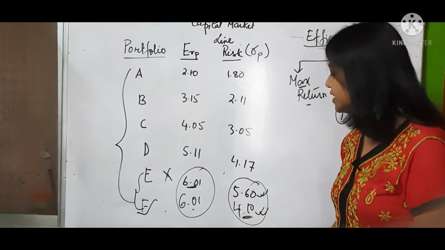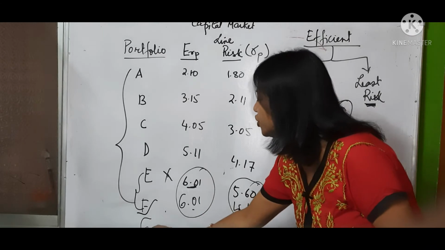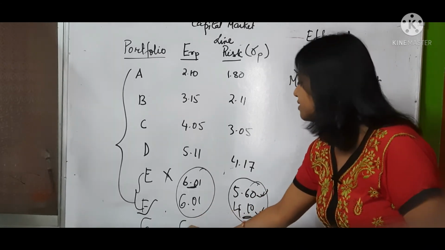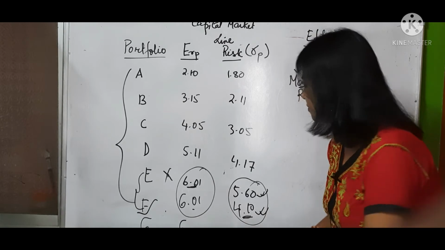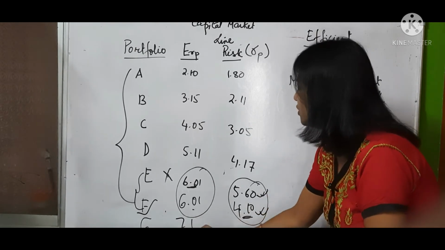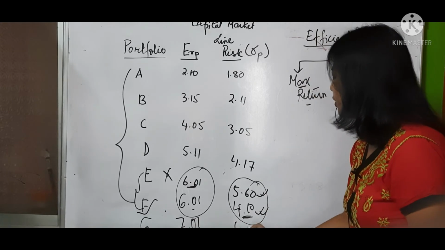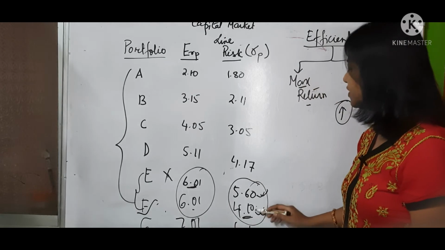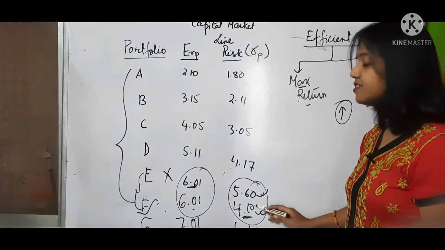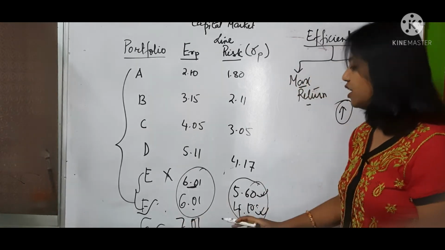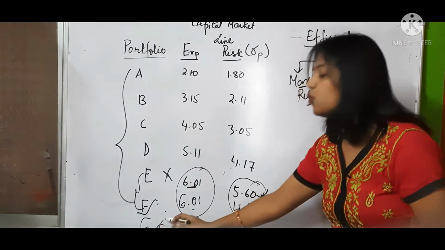Or if you see that there is another portfolio G, which gives you a return of, suppose, 7.01 and the risk is 4.10. So I can see that F and G both carry the same amount of risk, but the return in case of G is higher. So I will say G is more efficient.